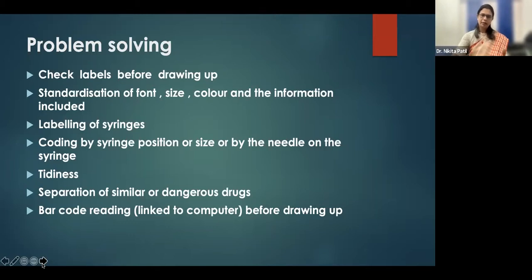This technique is coming up, though costly, but it is going to be helpful in the long run. Barcode reading. On every ampule there will be a barcode, which is linked to the computer before drawing up.